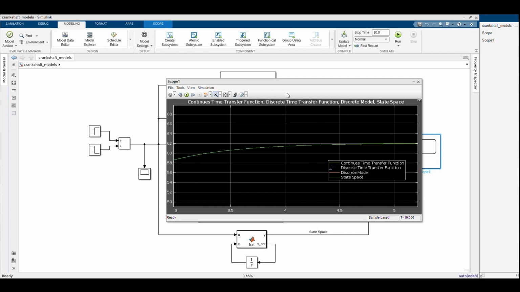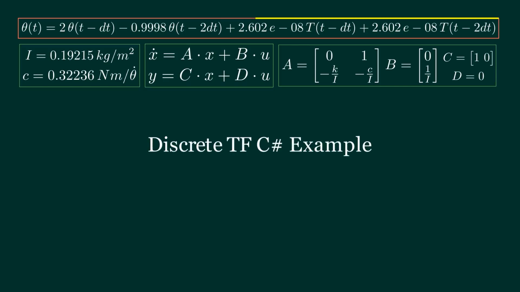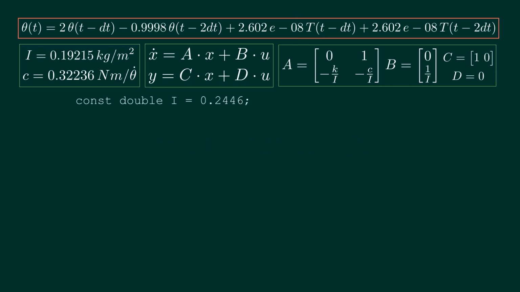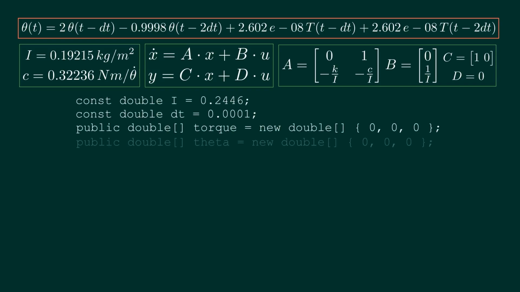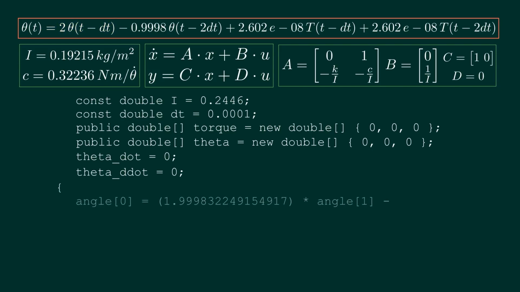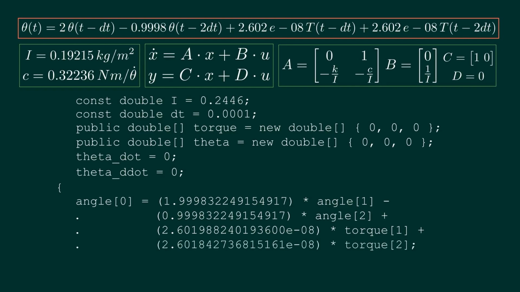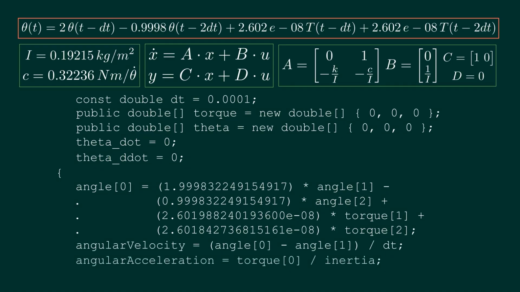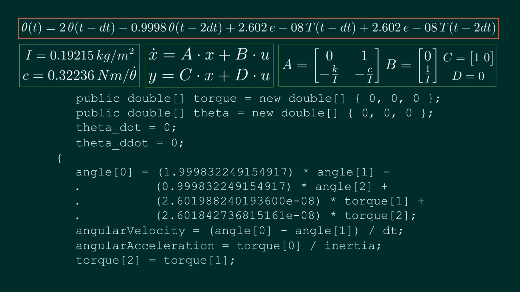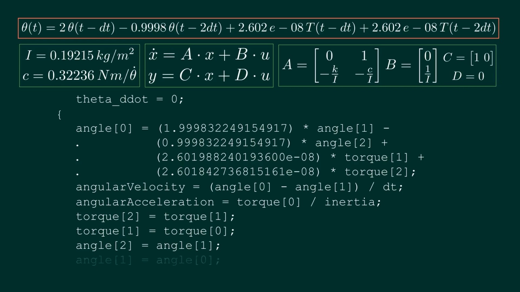Let's integrate the same model into C# now. Starting with the discrete transfer function, we define the constant variables, input and output arrays, and the other outputs that we will derive from the model output. In the loop, we write the equation directly. Angle 0 is the angle at the current time, angle 1 is previous, and so on. We can calculate the angular velocity by dividing the change in the angle within one step by the sample time. And we know that the angular acceleration is equal to the current time torque divided by the inertia. Lastly, we update the values of the variables and the loop continues.